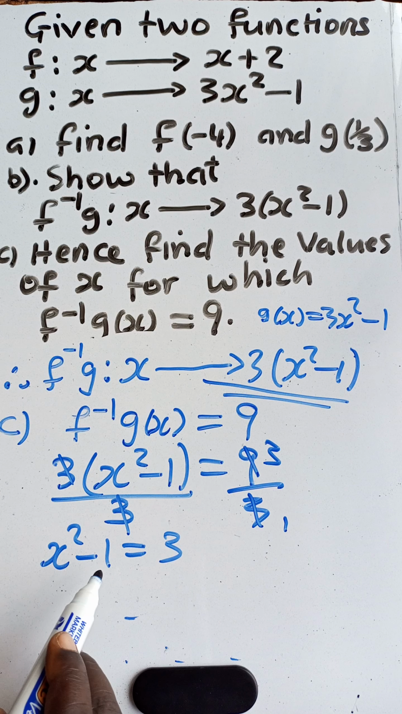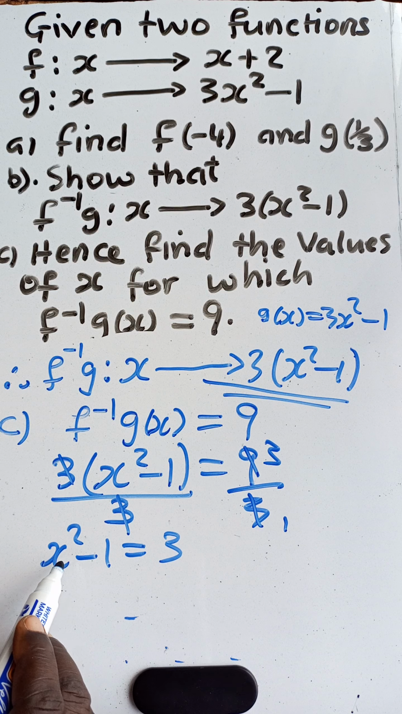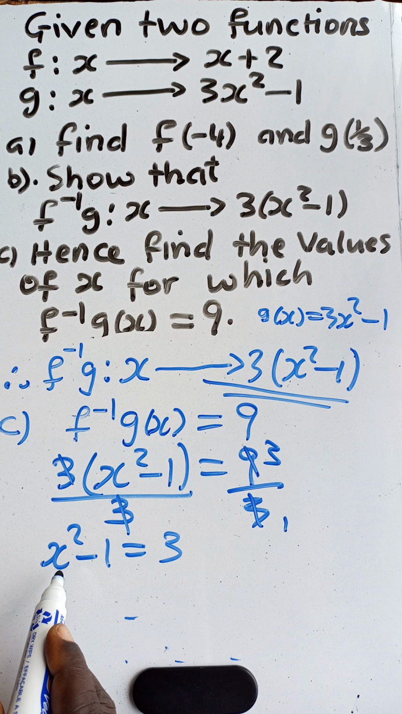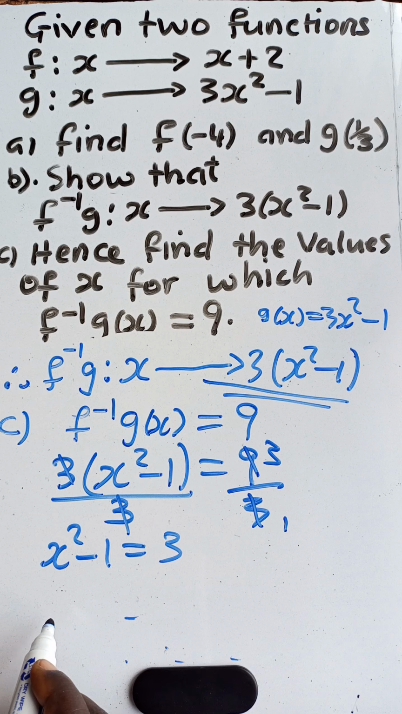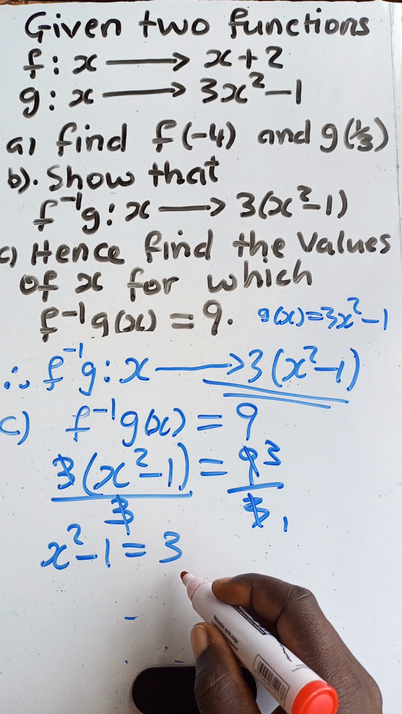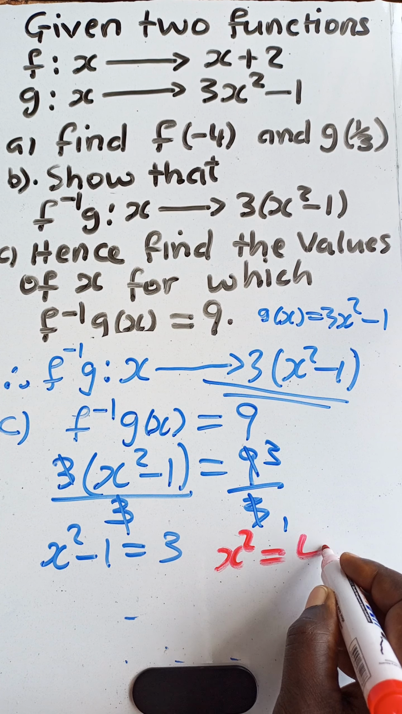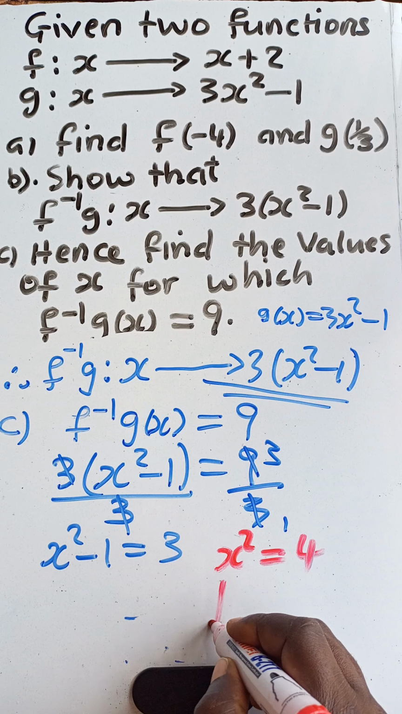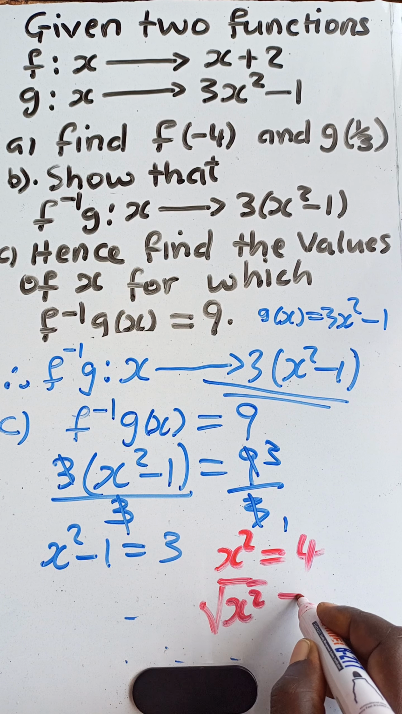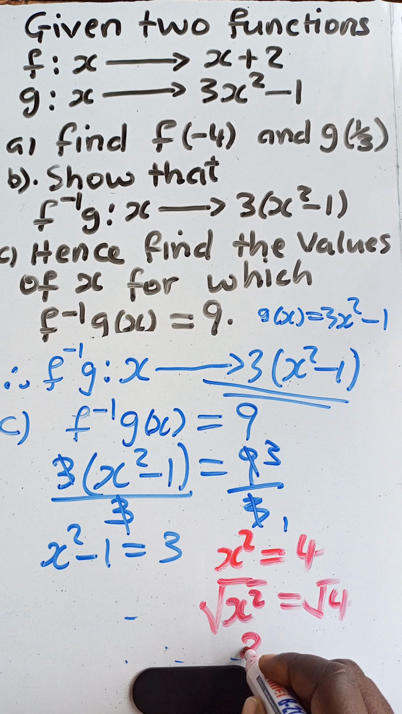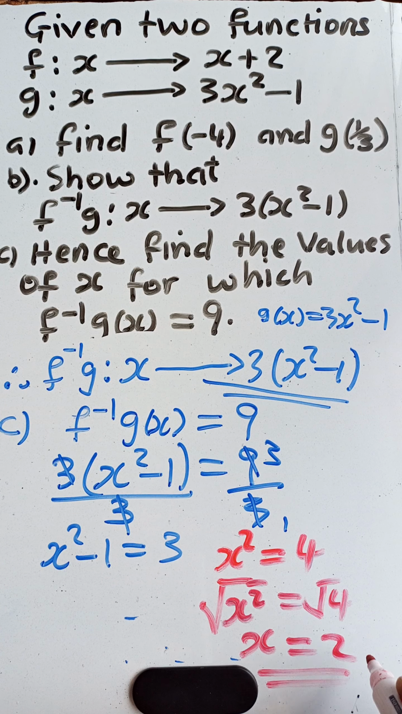So we see an expression of degree 2, which is a quadratic, and so we expect two solutions. Again, we should avoid the error where someone gets to this level and is tempted to take negative 1 to the right hand side to end up having x squared is equal to 4, and then takes square roots of both sides to end up having x equals 2. That's going to give you just one result. We're supposed to have two results.